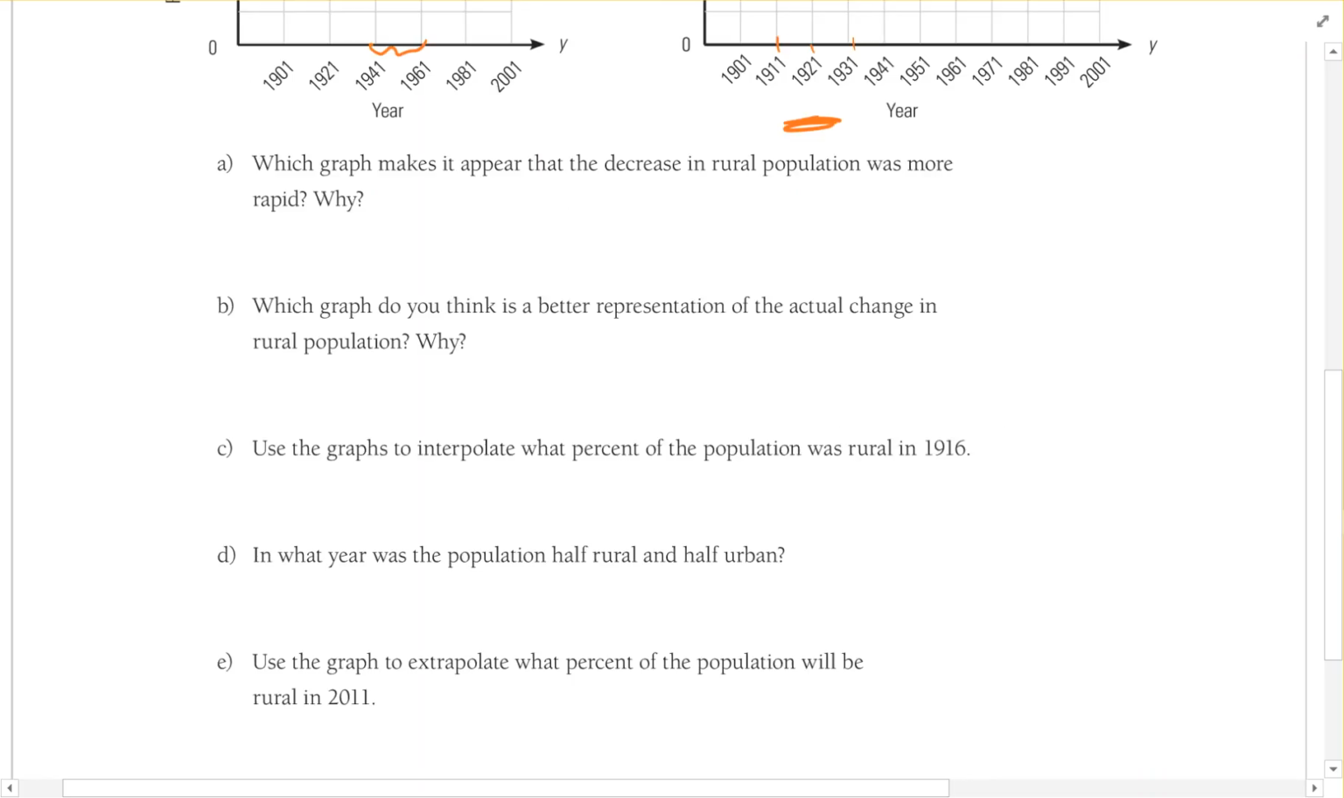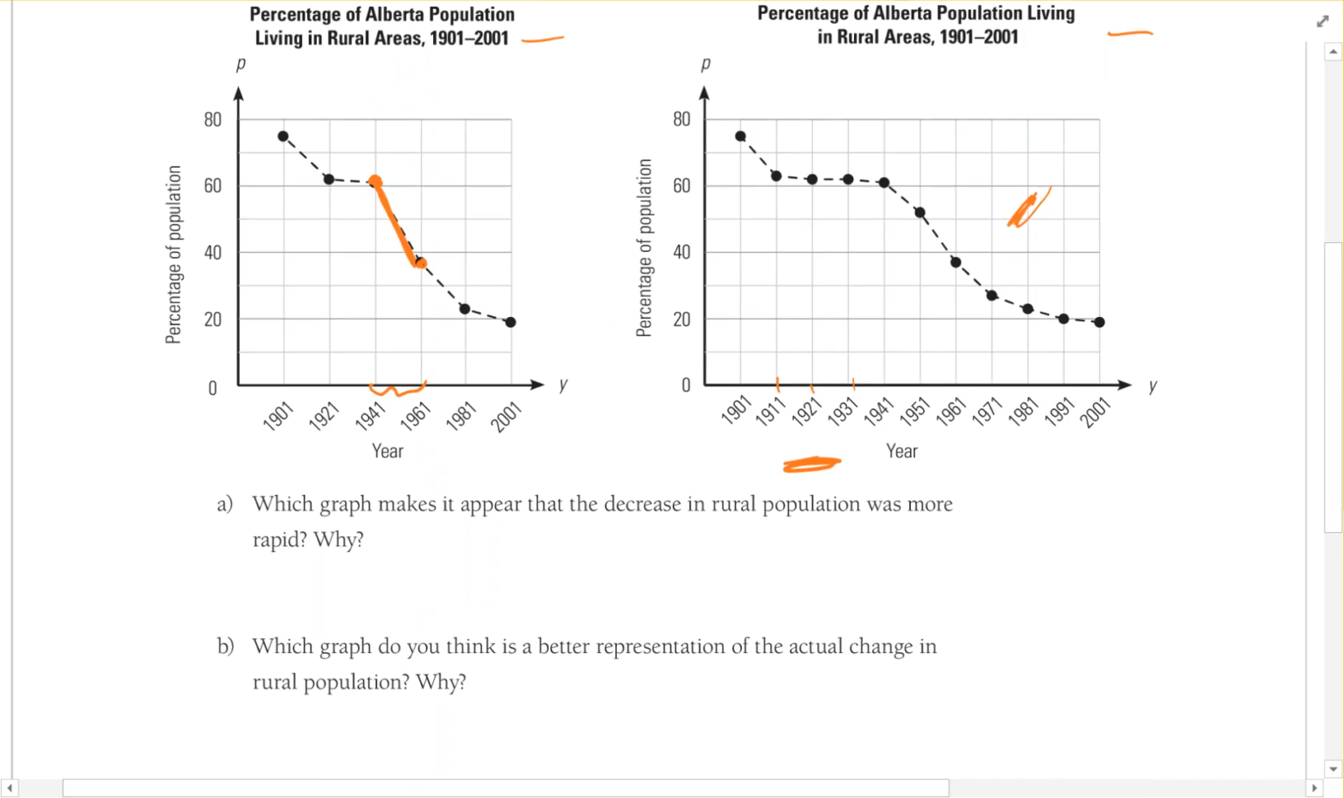Use the graph to interpolate what percentage of population was rural in 1916. Okay, so 1916 isn't on either of our graphs, right? So 1916 would be in between these ones. So I would say that point would be right about there. So like 61 or 62, something like that.